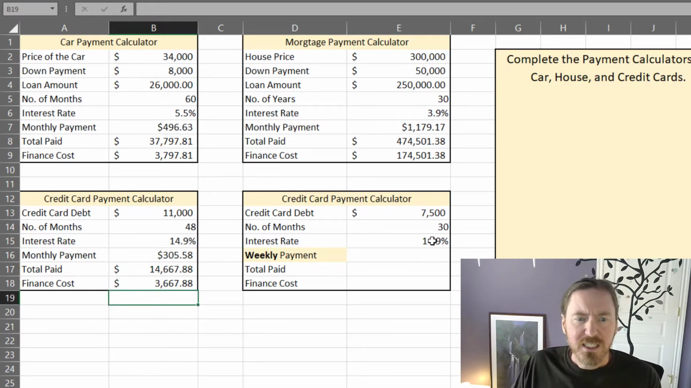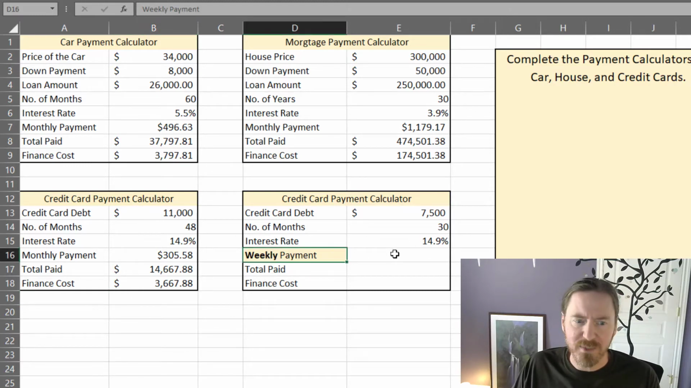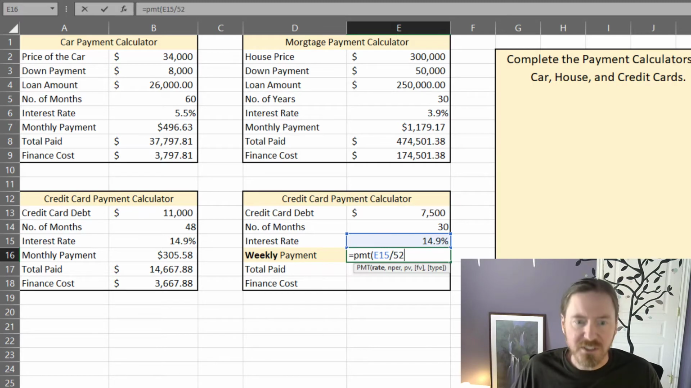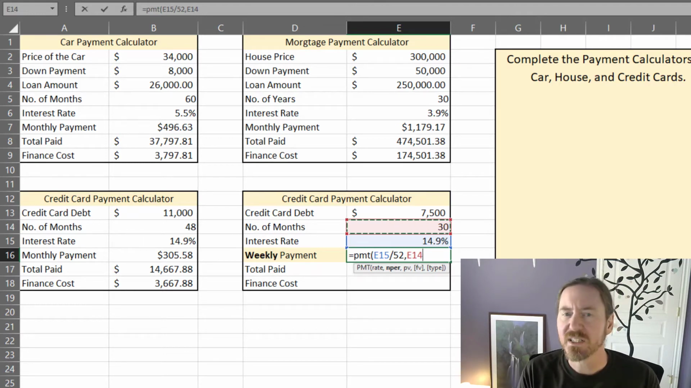There we go. Credit card payment calculator again. However, this one is weekly payments. Let's see how that's different. Equals PMT. The rate, I'm going to take the annual rate and divide it by 52, number of weeks per year, comma, number of periods, 30 months. This is where it gets a little bit tricky, right? How many weeks are in a month?